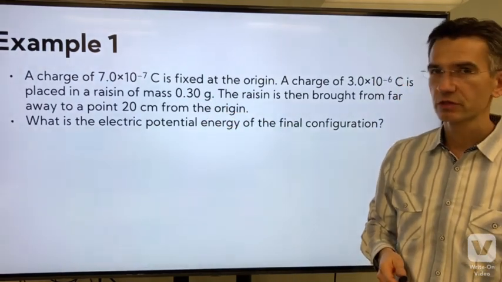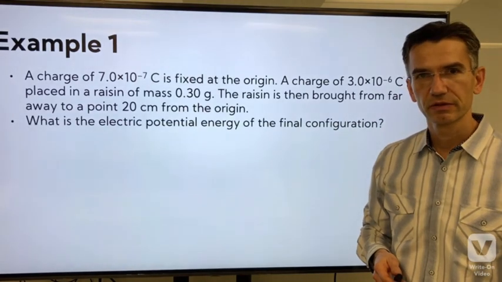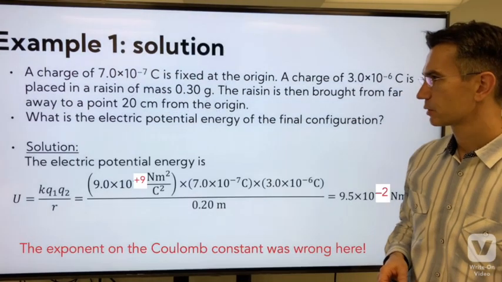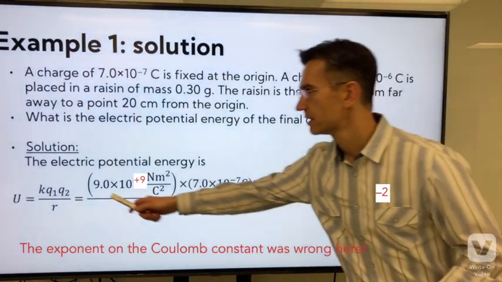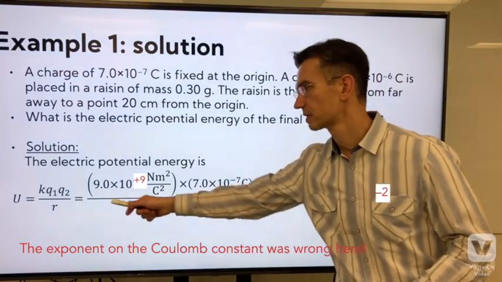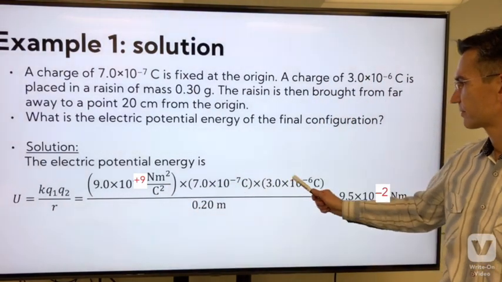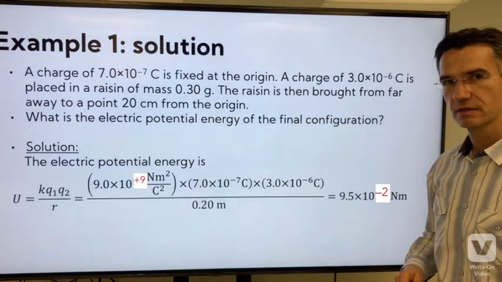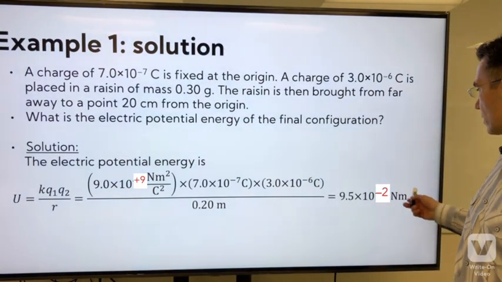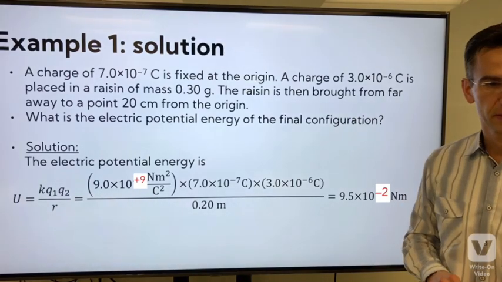So then we just use the expression for the electric potential energy that we came up with in the previous slide. So here's our solution. The electric potential energy is K, Q1, Q2, each of these 2 charges divided by their distance. So we have K here, we have Q1, we have Q2, we have the final distance, and this is our final electric potential energy of the system.